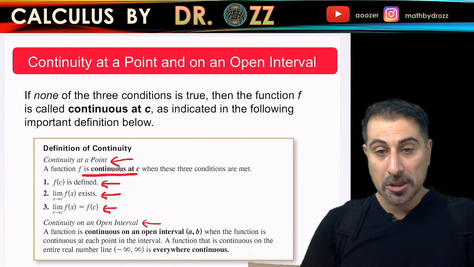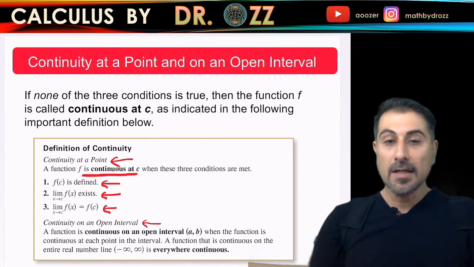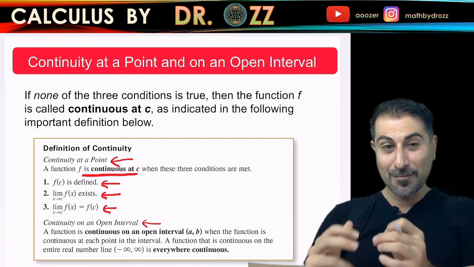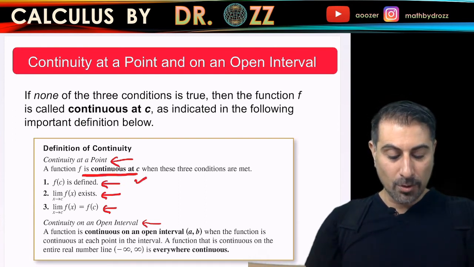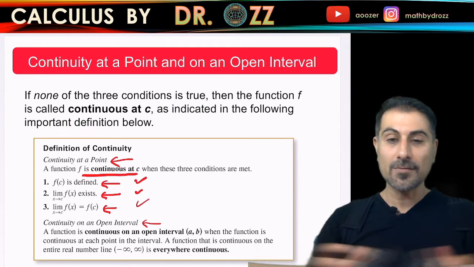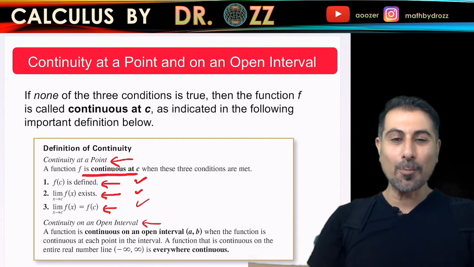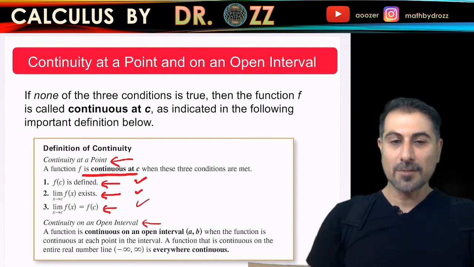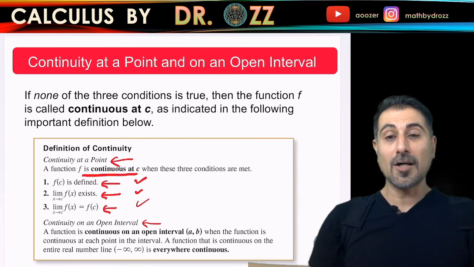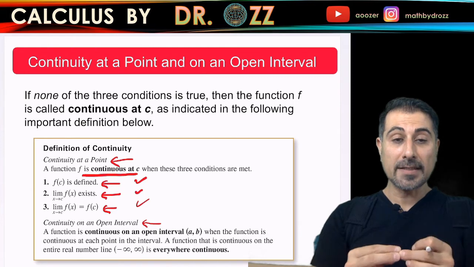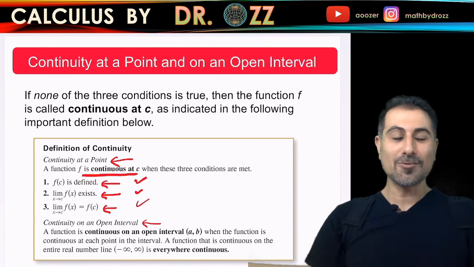So you say that a function is continuous on an open interval (a, b) when the function is continuous at each point in the interval. So you're going to check for each point that all three conditions are satisfied, and if you can check that for all points in the open interval, then you have continuity on an open interval. And in general, if you want to show that a function is continuous on the entire real number line, which is minus infinity to infinity, that means at every single point the function has to be continuous.